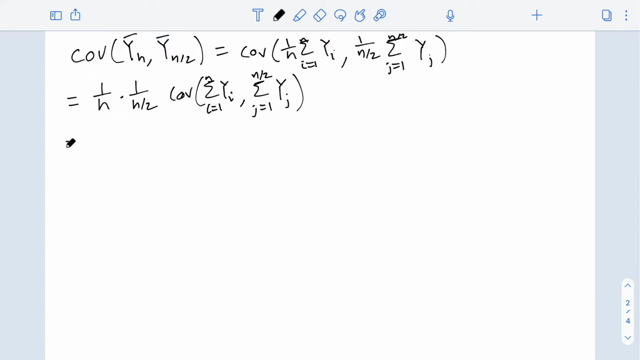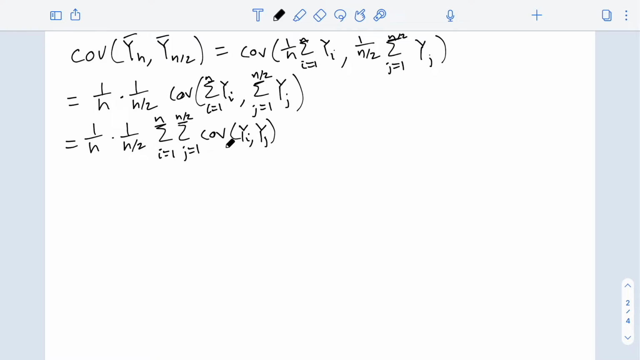So this is equal to 1 over n, 1 over n over 2, sum over the i's, sum over the j's of the covariance of yi and yj. Now, if i is not equal to j, then these are outcomes from two totally different people, so we're going to imagine they're independent. If i is equal to j, then these are identical, so this just becomes the variance of yi.